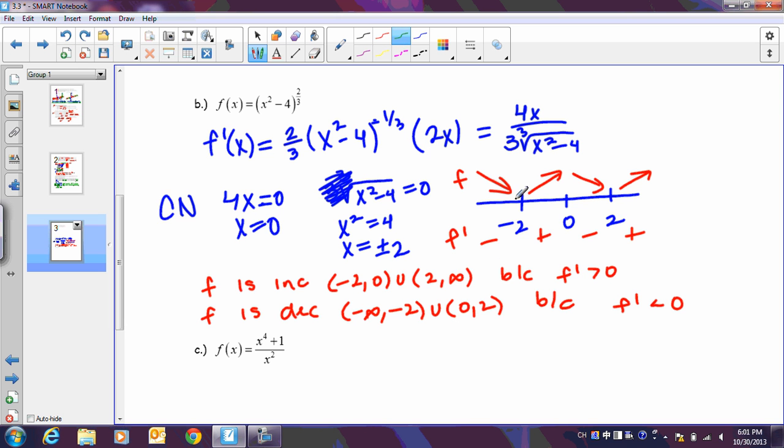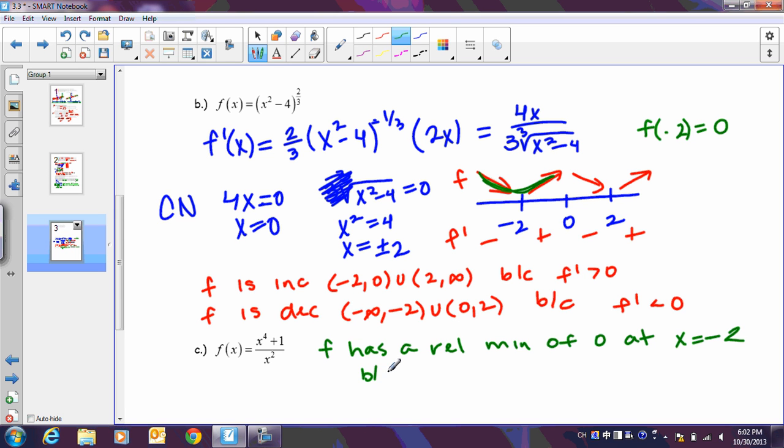I could take this further and talk about relative mins and maxes. Okay, right here it looks like I'm going to have a min. If we plug negative 2 in, in other words, what is f of negative 2, you end up getting 0. Okay, so I'm going to say f has a relative min of 0 at x equals negative 2 because f prime changes from, remember, f prime here was negative to positive, and this is a great answer.